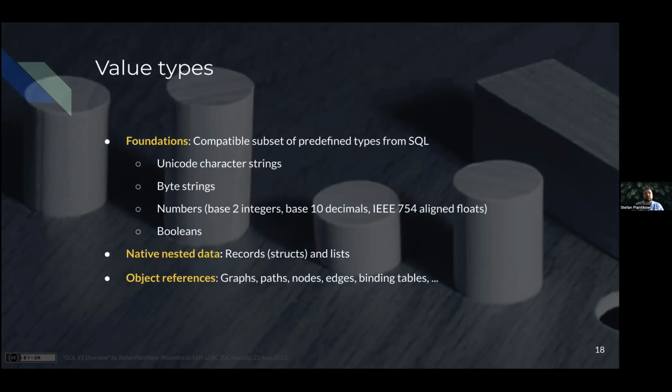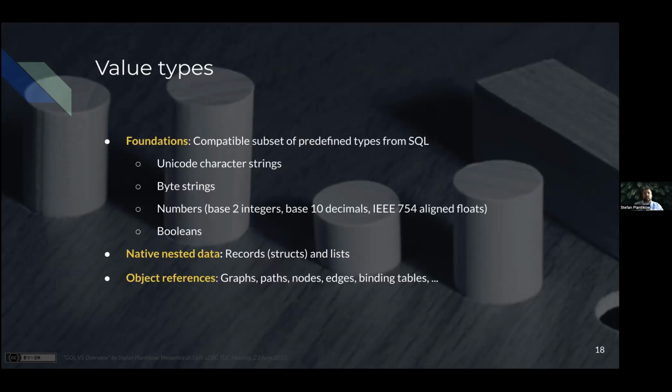We have chosen a compatible subset of predefined types from SQL. Character strings are always Unicode. We have byte strings. We have number types that you would expect, Booleans. We have native support for nested data. GQL supports nested records and lists. It is up to implementations to which degree they want to support that also persistently in properties. And of course, we have notions of object references to graphs, paths, nodes, edges, binding tables, and things like that.